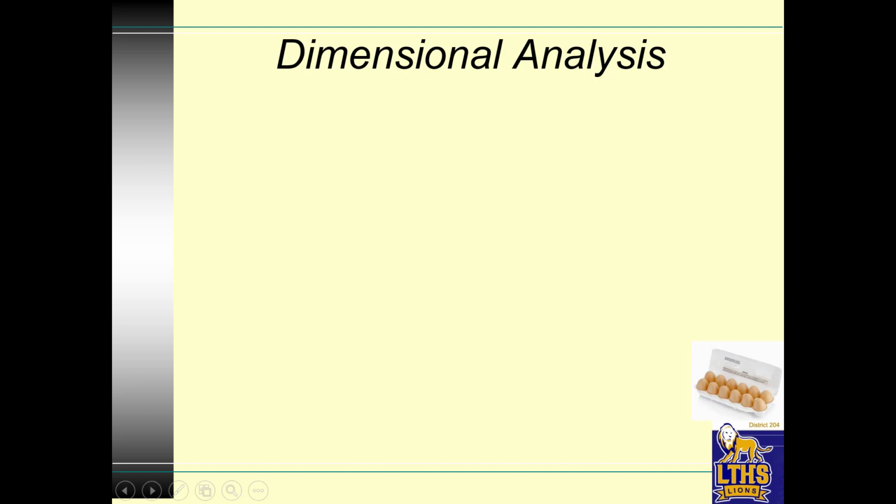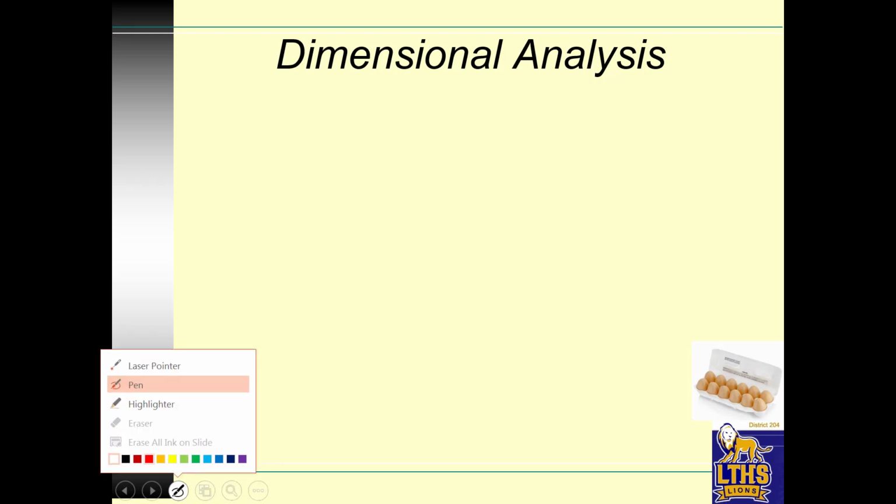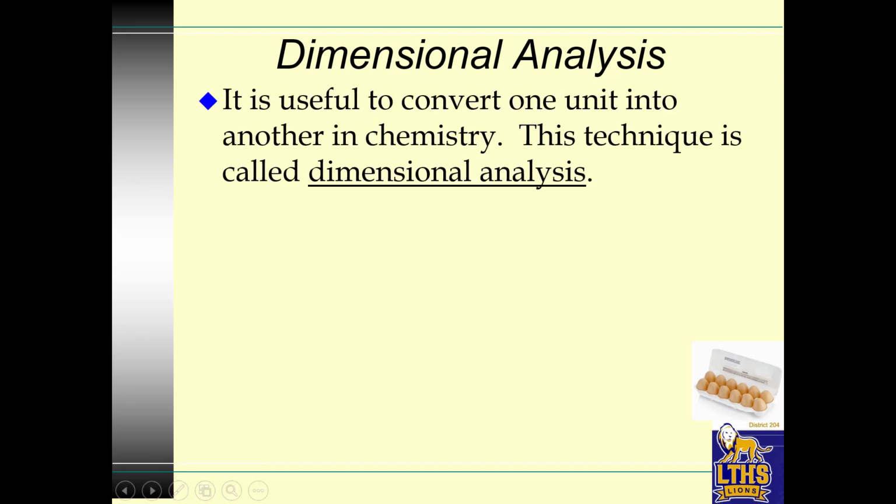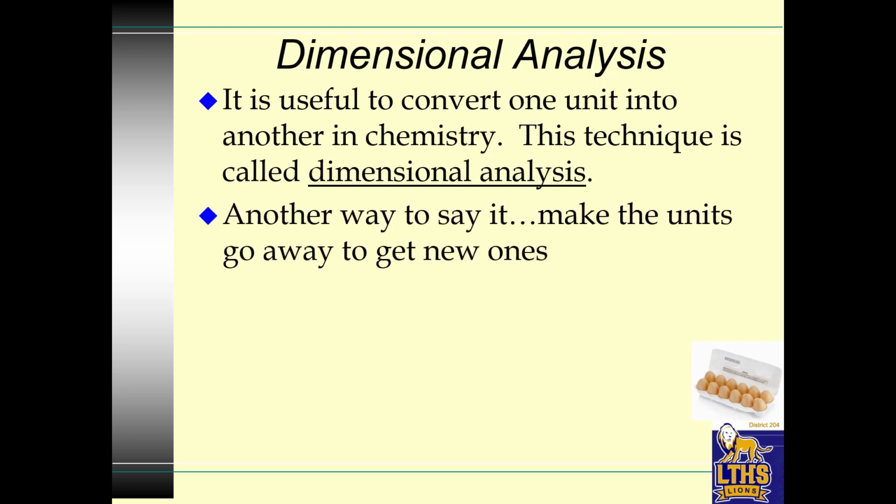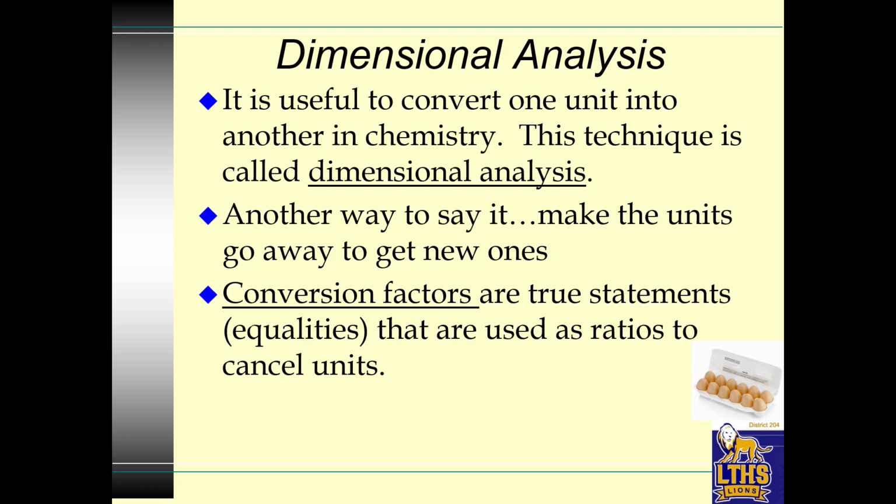So dimensional analysis. Notice what I have in the corner here. It's a dozen eggs. So dimensional analysis is converting one unit into another, and it's a technique. So you take the units you're starting with and you make them go away so that you're representing your numbers with a different unit. So a conversion factor is a true statement that's used as a ratio to cancel units. So 1 dozen equals 12 things, and that's what you see here, right? 12 things equals a dozen.